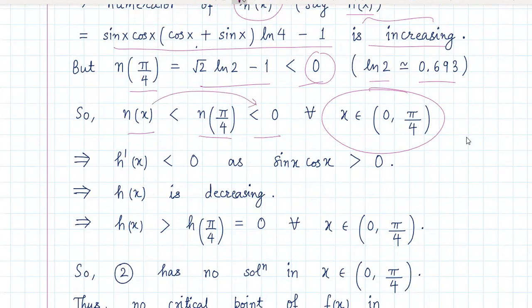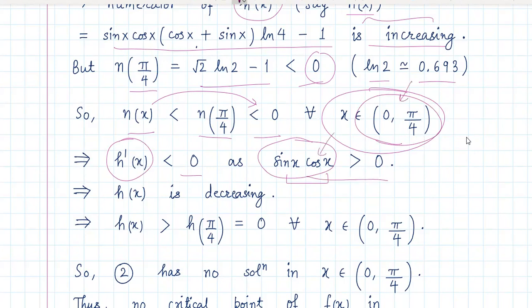And since n of x, the numerator, is less than 0, h prime x would also be less than 0, because the denominator of h prime x was sin x cos x, which is anyway positive for any x in this interval. Sine is positive because x is acute, and cos is also positive. So the entire thing is positive. So the numerator will only decide the sign of h prime x, because the denominator is anyway positive.